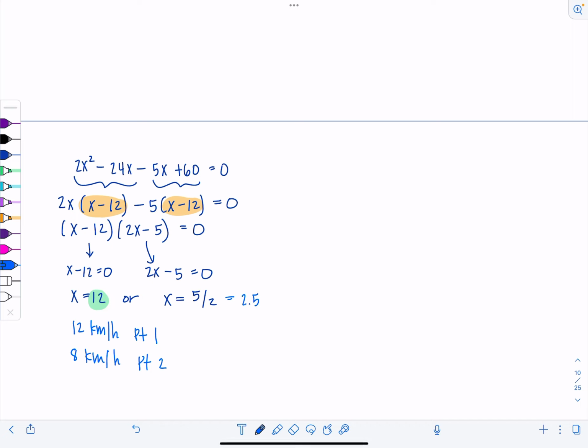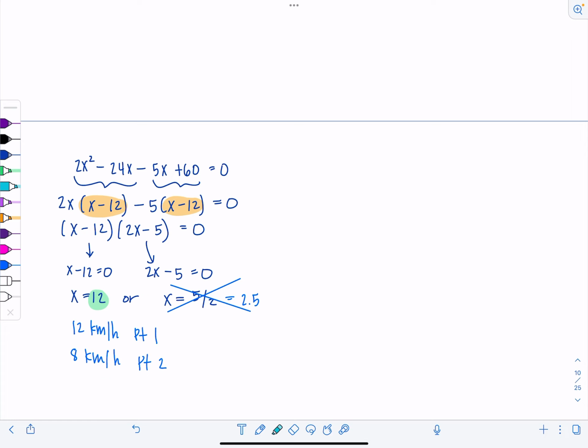So if he's going 2.5 kilometers per hour on the first part of the trip, he can't go 4 kilometers per hour slower than that. It would be negative. So I can tell, oh, this one doesn't make sense. I'm throwing this one away. Okay, so here's the answer to the problem. This gives us the speed on each part of the trip.